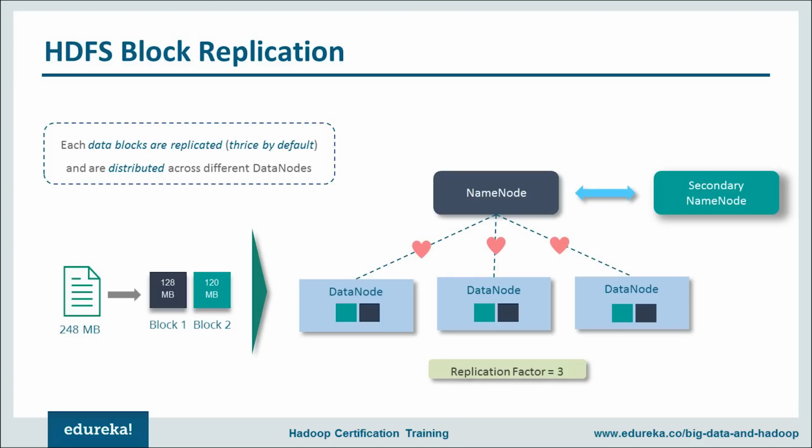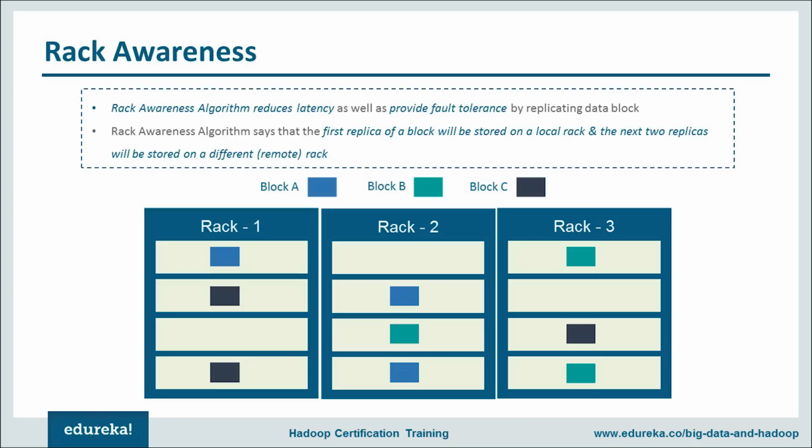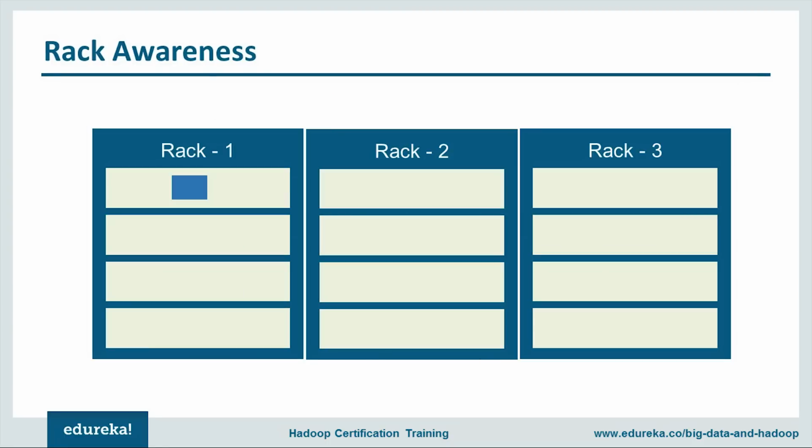Now, in order to do the replication properly, there's an algorithm known as rack awareness, and it provides us optimized fault tolerance. The rack awareness algorithm says that the first replica of a block will be stored in a local rack, and the next 2 replicas will be in a different rack. So we store a data block in rack 1 so that our latency is decreased.